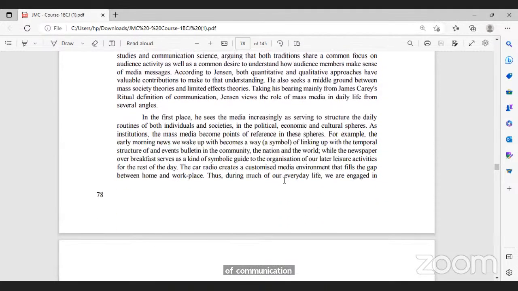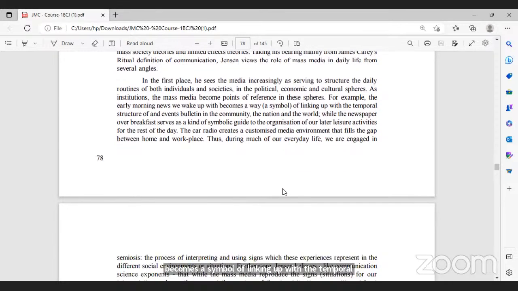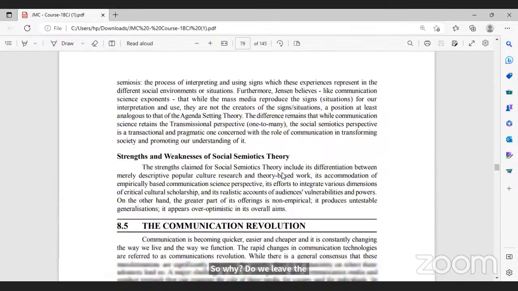In the first place, we see that the media is increasingly trying to serve the daily routines of individuals and society in terms of the political, economic, and cultural spheres, which we cannot rule out. As institutions, the mass media become a point of reference in these spheres. For example, the early morning news becomes a symbol of linking up with the temporal structure and event bulletins in the community, the nation, and the world. So we read newspapers because we are somehow getting connected and trying to understand what is happening in society.